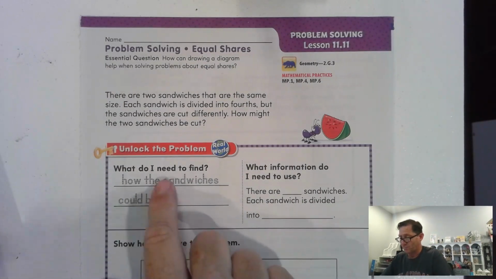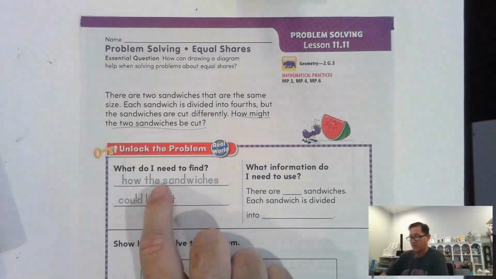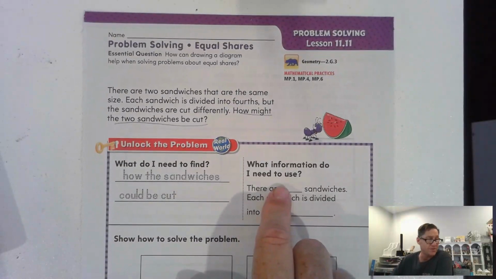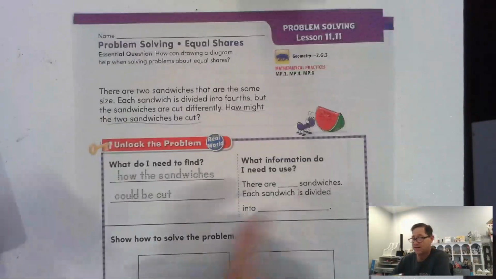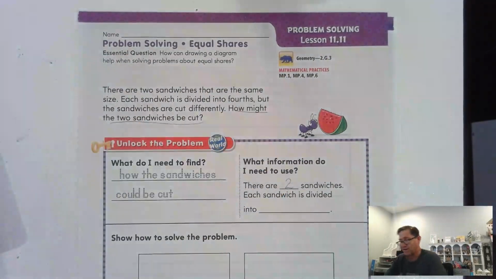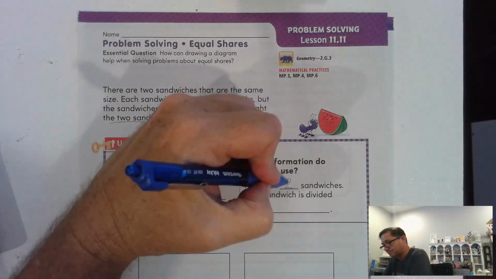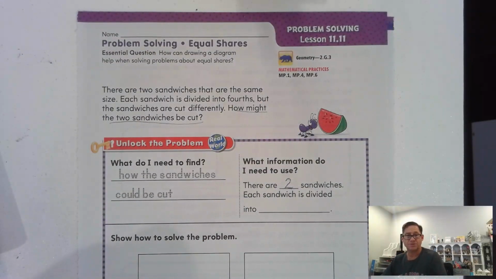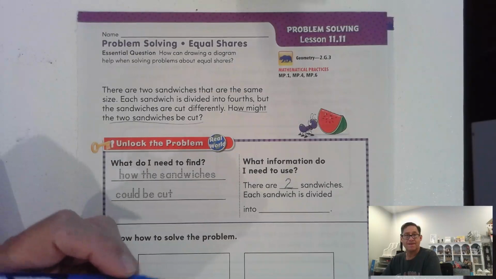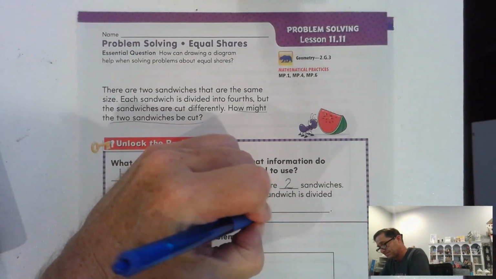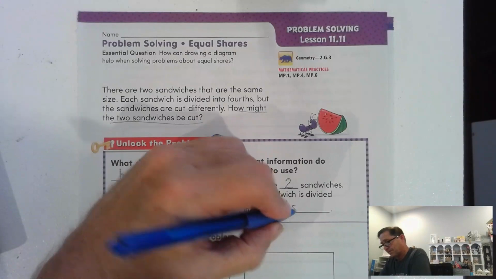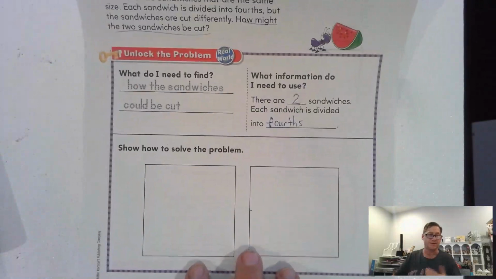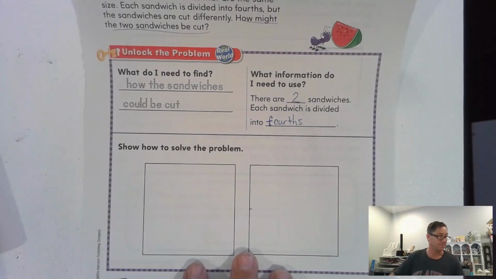So what do we need to find? We need to find how the two sandwiches could be cut. What information do you need to use? There are how many sandwiches? There are two sandwiches. And each sandwich is divided into fourths. All right, so here are two sandwiches, and they're cut in different manners.